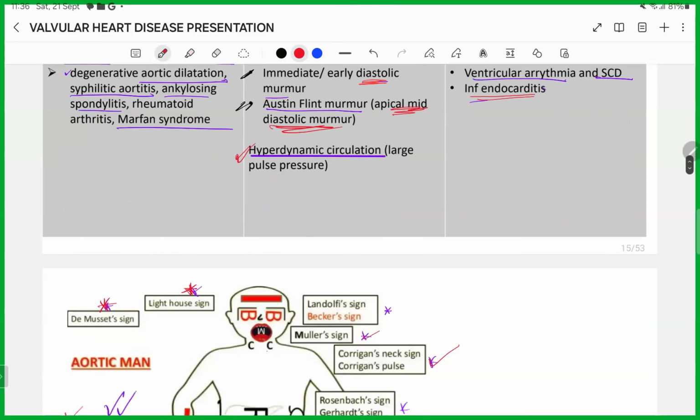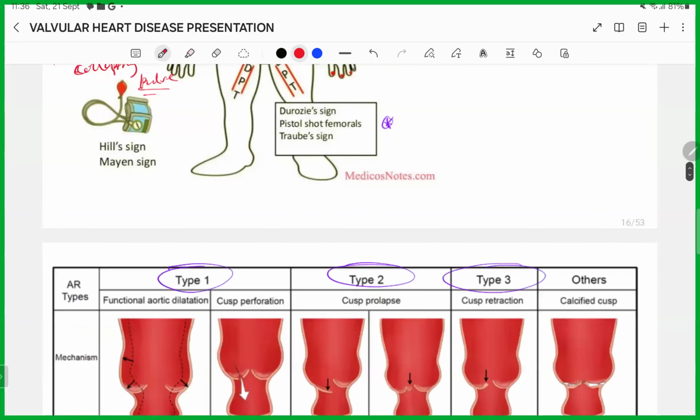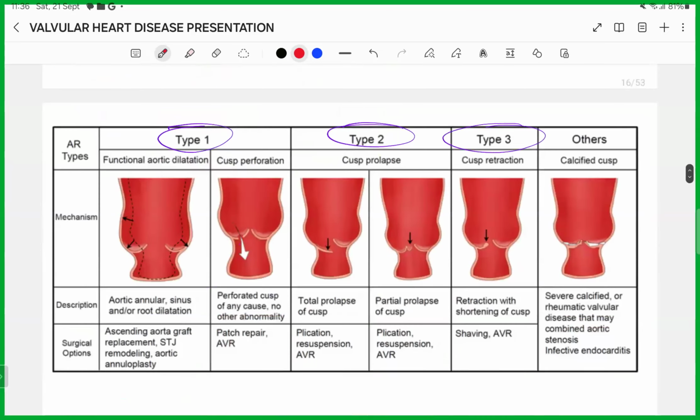So this is just a quick summary of what these valves look like, the different causes.